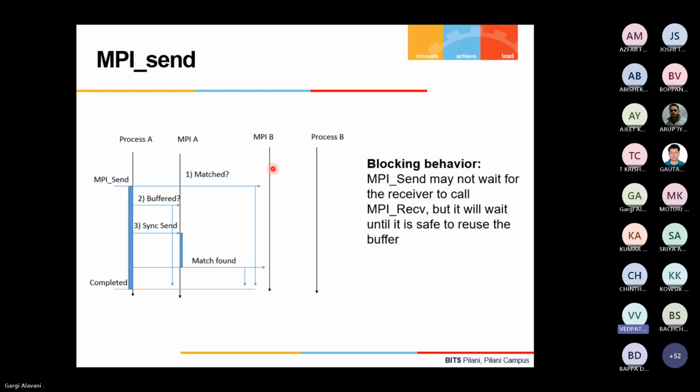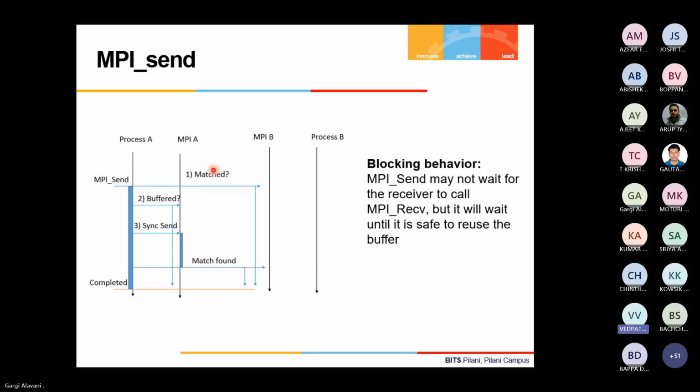We have two processes in this particular example. There is something called MPI A and MPI B. What are they exactly? For communicating between these processes, process A and process B, the buffering will happen within the MPI library, which is separate from the process execution. The buffering happens with the system, and that is what is shown here as MPI.